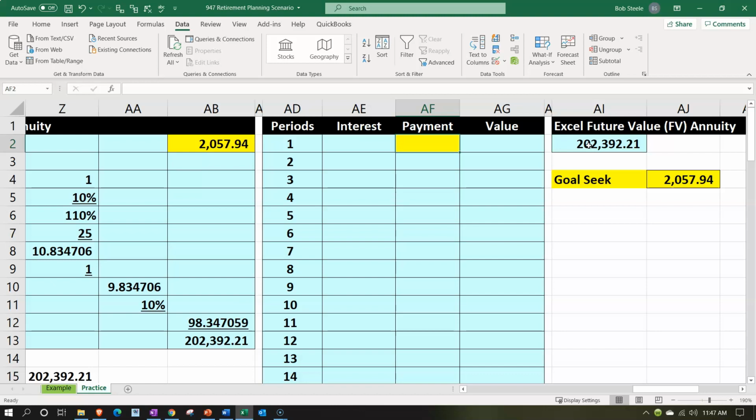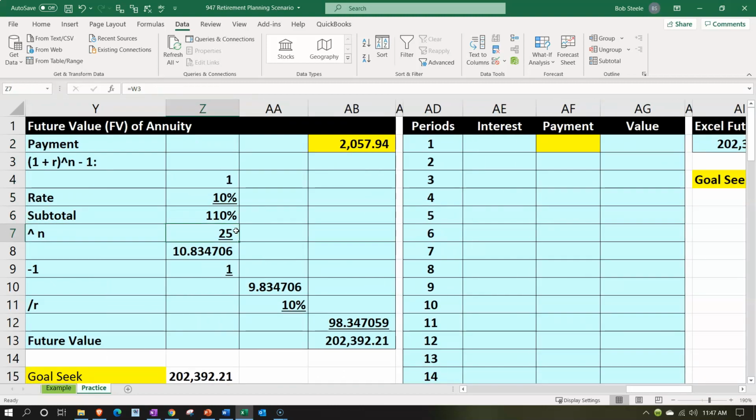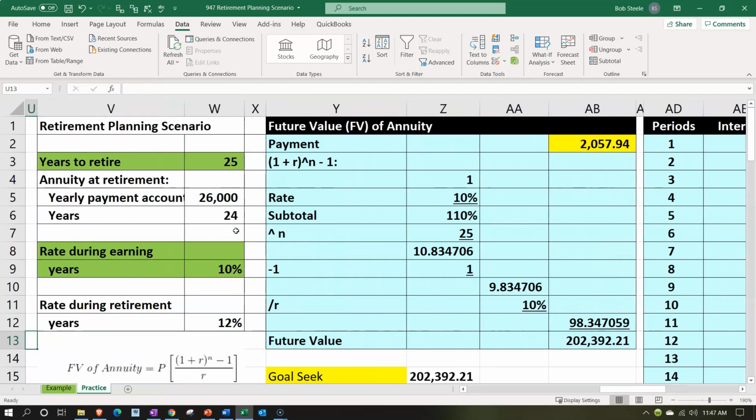And by the way, before we continue on, this of course would mean that would be how much we would have to put in, right? The 2057.94 is what we would have to put in for 25 years in order to get to the 202,392.21, so that we can then put that money into an annuity at that point in time, and then for 24 years after that, at retirement, in other words, receive the $26,000 per period.